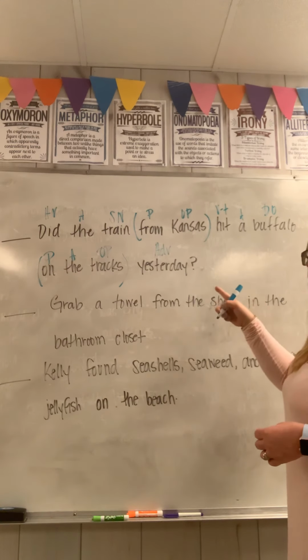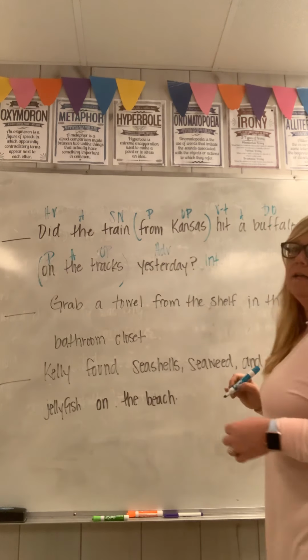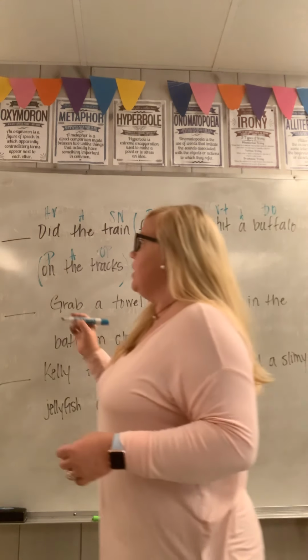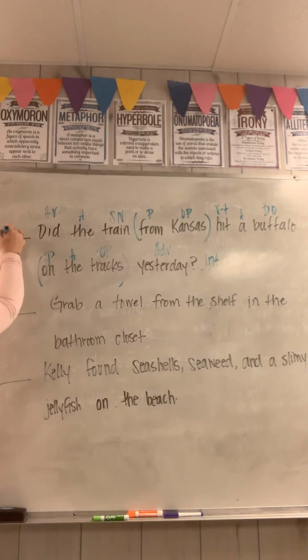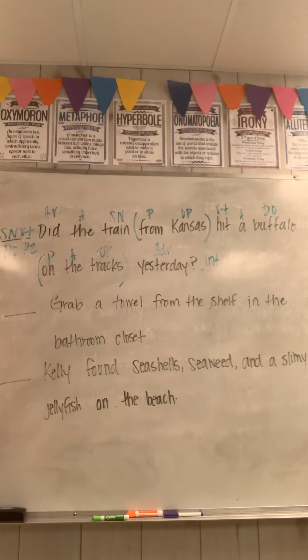And like I told you guys, this was a question. So if y'all can remember, this is interrogative. So INT for interrogative. And then you're going to label the beginning of the sentence, subject noun, verb transitive, direct object, pattern 2. Just making sure y'all can see all that. All right, let's move on to number 2.